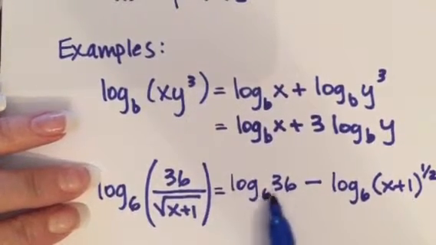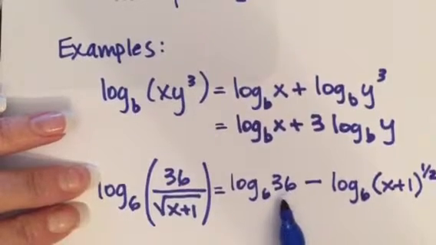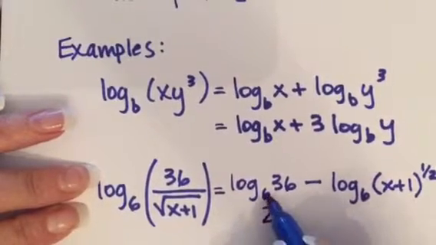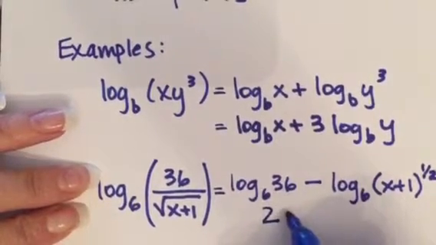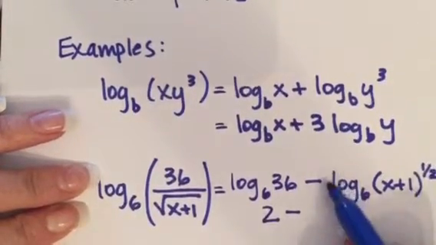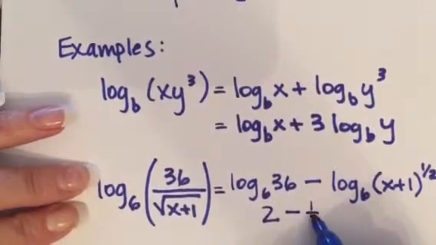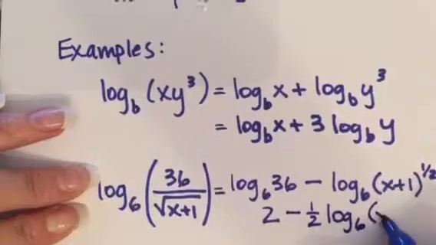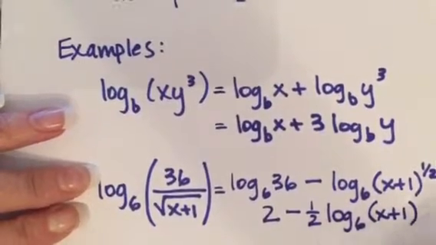And if I'm looking at this piece, log base 6 of 36, I do recognize that 36 is a power of 6, so this can be simplified to just 2 because 6 squared is equal to 36. Minus, and here we have this power we need to get rid of, so we're going to pull that 1/2 out to the front. Minus 1/2 the log base 6 of x plus 1.